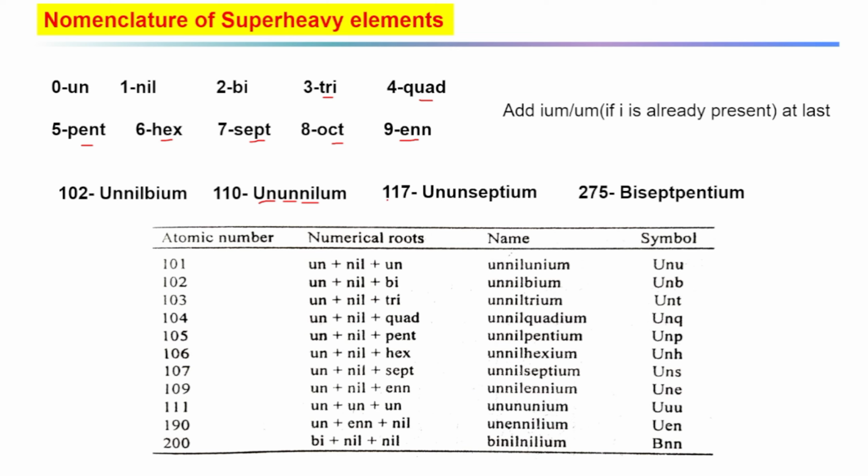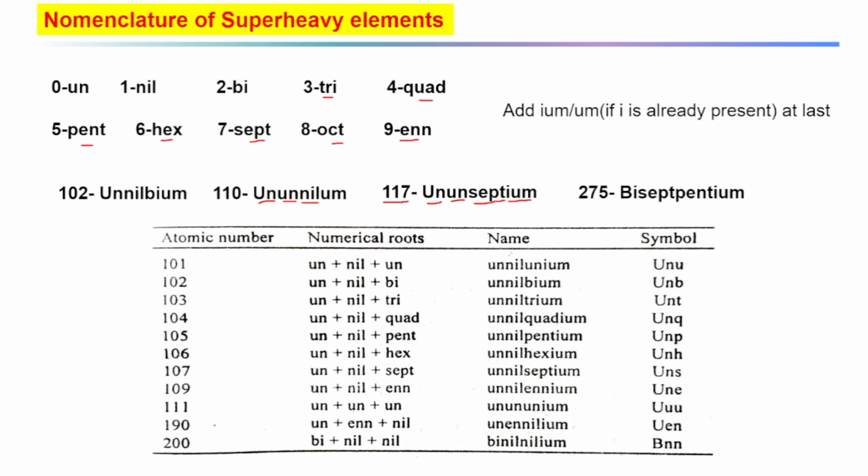So again, let's see for 117. For 1 we have to write un. For another 1 we have to write another un. And for 7 we have to write sept, and then we will add the suffix yum. So the name will be unseptium.